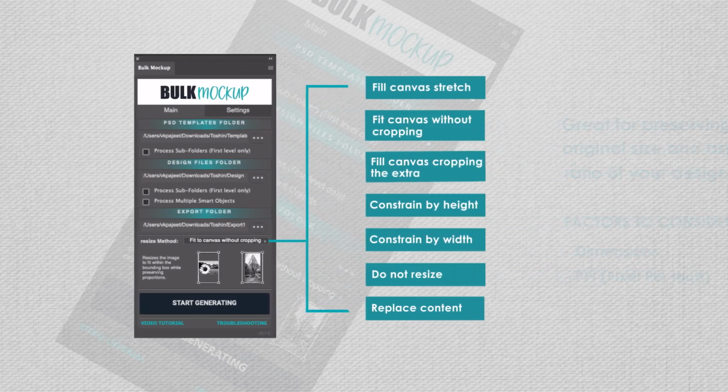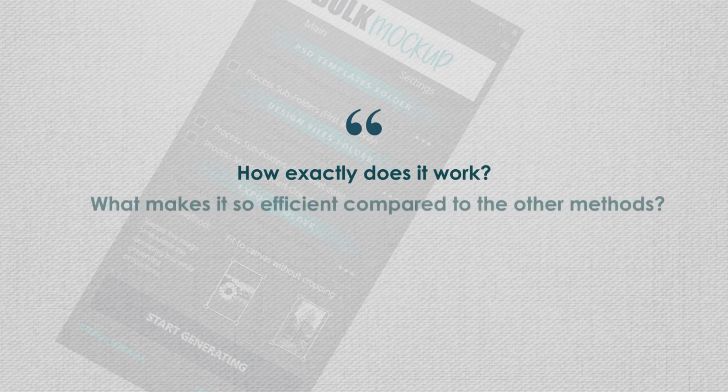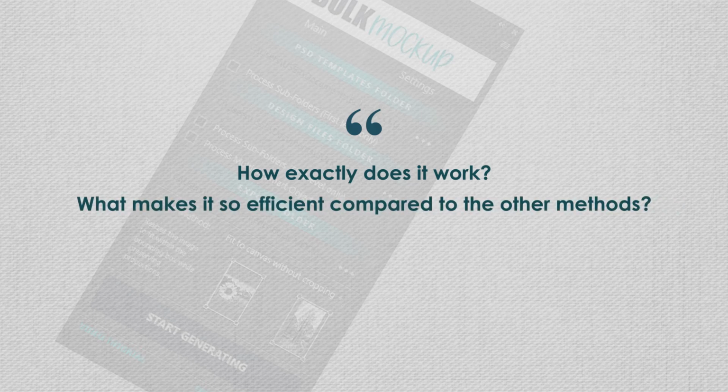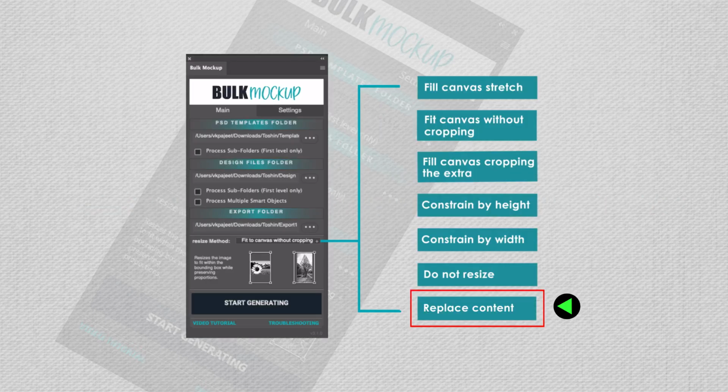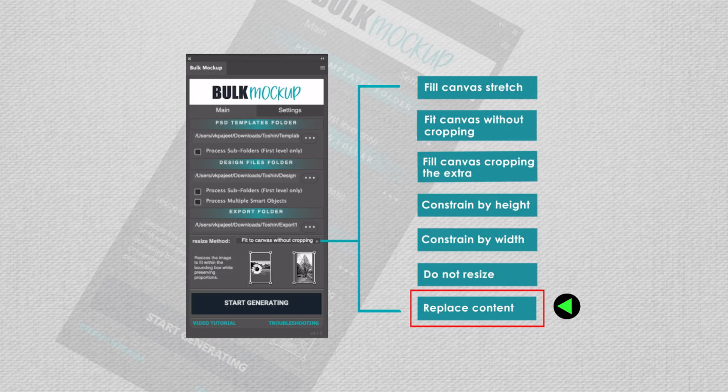Earlier I mentioned that replace content is the fastest resize method in Bulk Mockup, a real game changer for speeding up your workflow. But how exactly does it work, and what makes it so efficient compared to the other methods? This method can save you significant time, especially when working on large-scale mockup projects. Let's break it down step by step and see why it stands out as the fastest and most efficient option available.